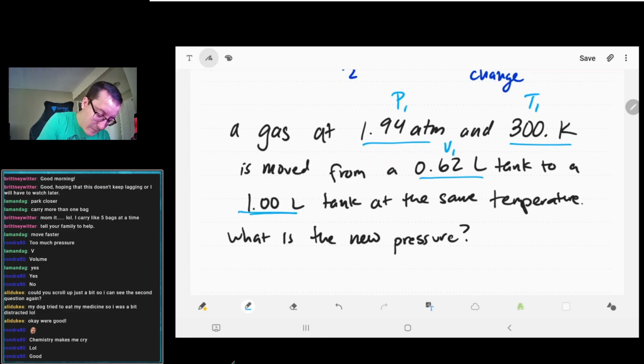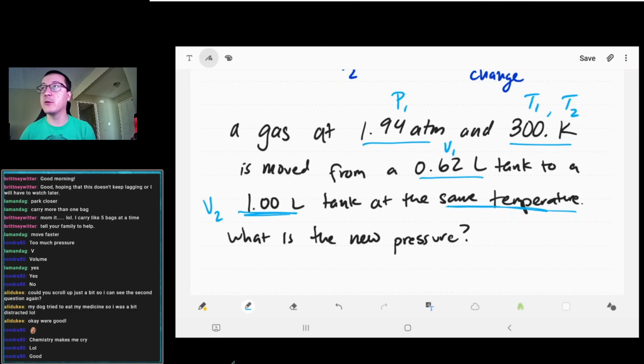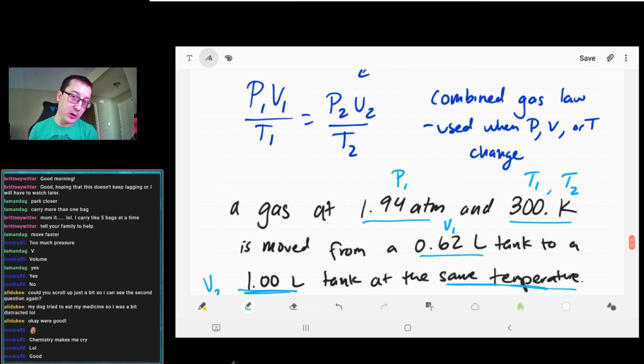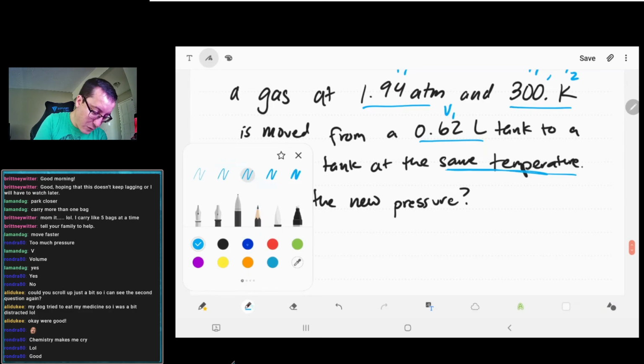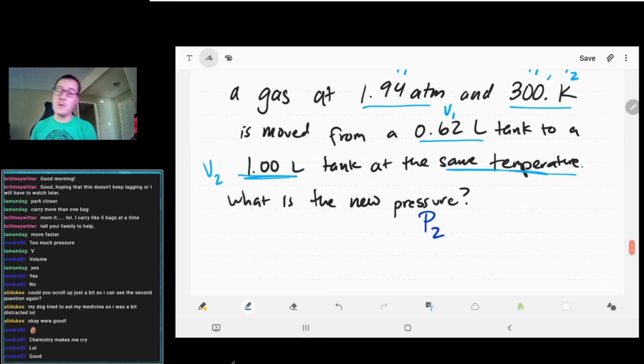And now, this other number is going to be our second volume. And we're told that the temperature is the same. So temperature 2 is also 300 Kelvin. So if you look here, we have 5 numbers we've come out of that thing. Our equation, lo and behold, has 6 variables. So we have 5 of them. We simply need to solve for the last one. So we're looking for our new pressure.